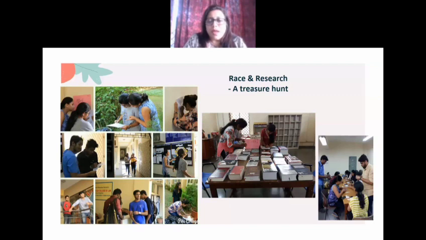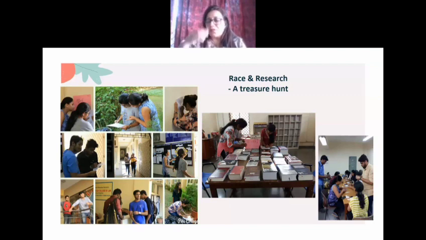So therefore, I had used this method of treasure hunt and called it by this fancy name, race and research. It was in constitutional law, and students had actively participated and they enjoyed it. In fact, the ones who volunteered to help me in keeping the clues and all this logistic work requested that I conduct another treasure hunt for them because they could not participate as they were with me, helping me in the process.